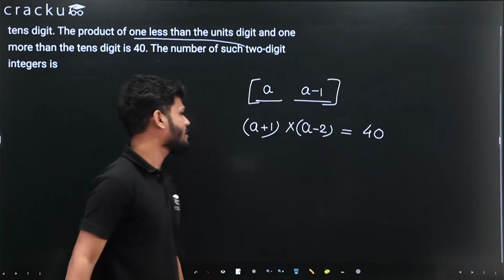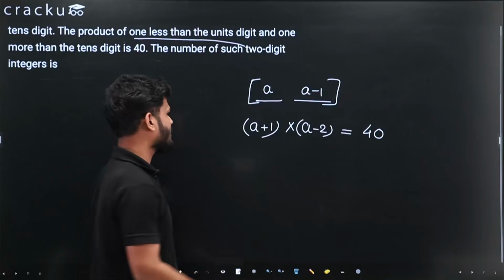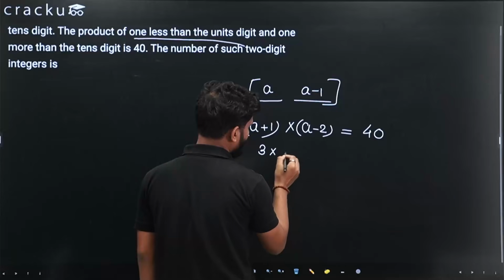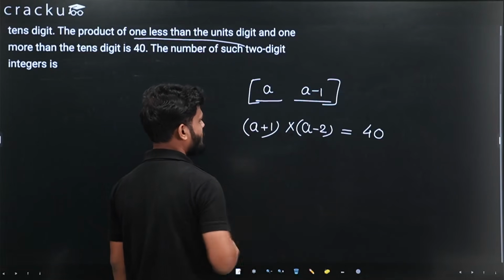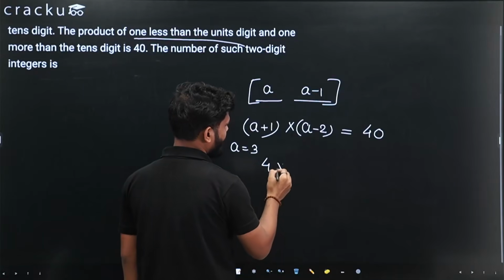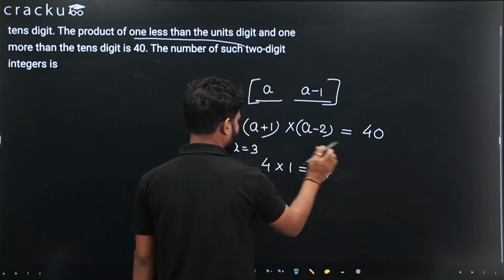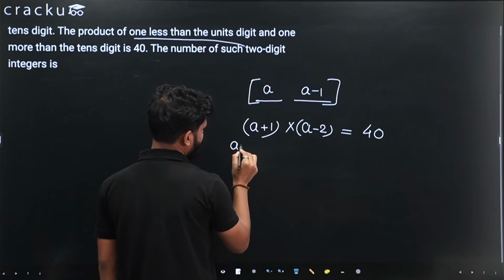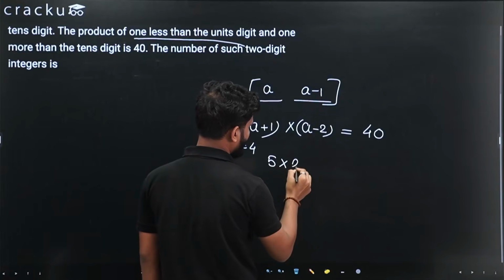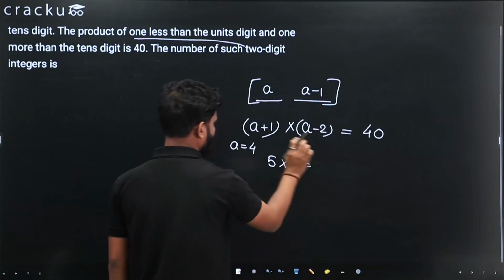If you put A is equal to 1, A minus 1 will be 0 and A minus 2 will be negative, so A cannot be 1. If you put A is equal to 2, this will be 3 into 0, which is 0, not equal to 40. If you put A is equal to 3, what will it be? It will be 4 into 3 minus 2, which is 1, so 4, not equal to 40. So A is not equal to 3 as well. If you put A is equal to 4, 4 plus 1 will be 5, 4 minus 2 will be 2, it will be 10, which is not equal to 40. So A cannot be 4 also.